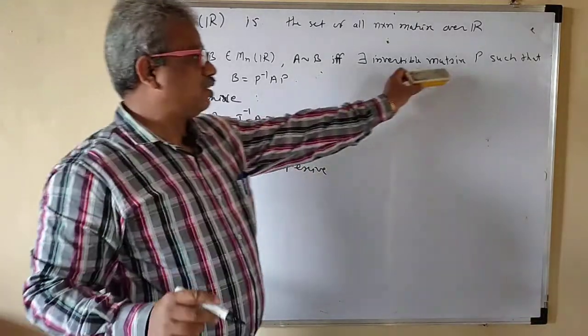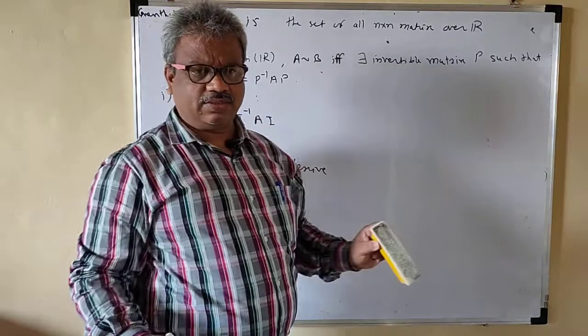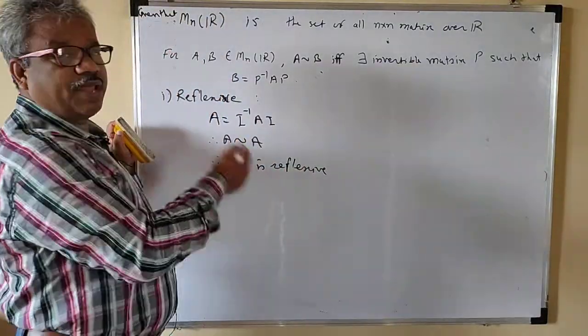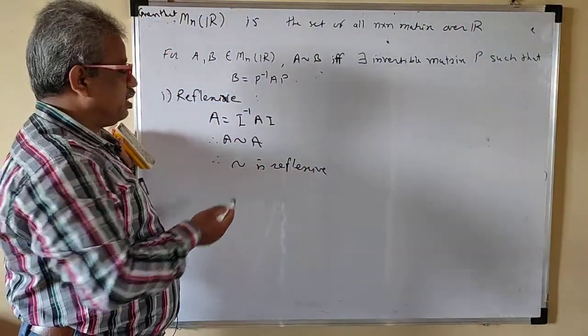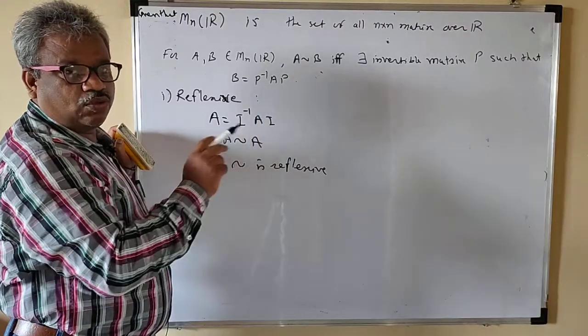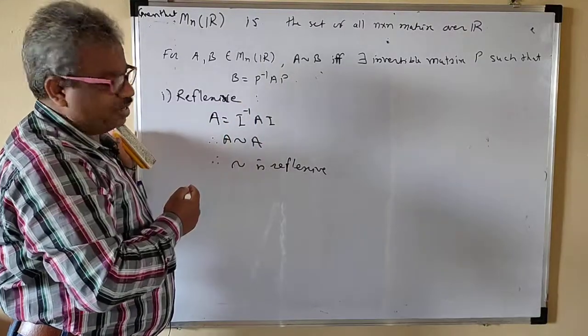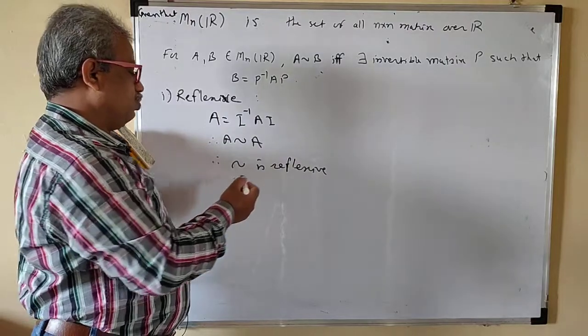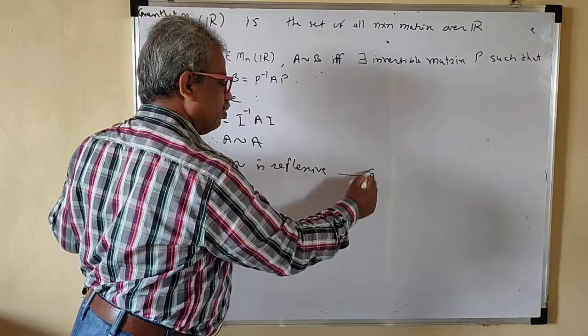So there exists an invertible matrix, and there should exist an invertible matrix such that this property holds. P is not fixed actually, you can take any invertible matrix instead of P. So it is reflexive.